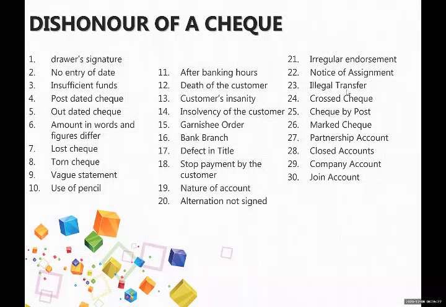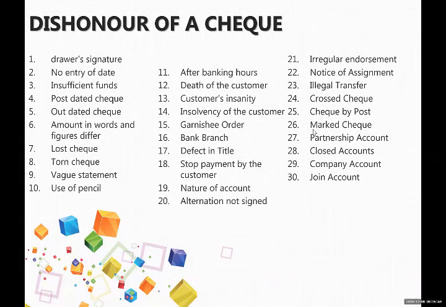Now, illegal transfer. Any transaction which the bank comes to know is illegal, the bank will refuse the check. If you give a crossed check at the cash counter, the bank will dishonor the check. The bank will say it's a crossed check, we cannot pay in cash, please give this in clearing. Number 25, check by post. Yes, this is not acceptable. You cannot post the check.